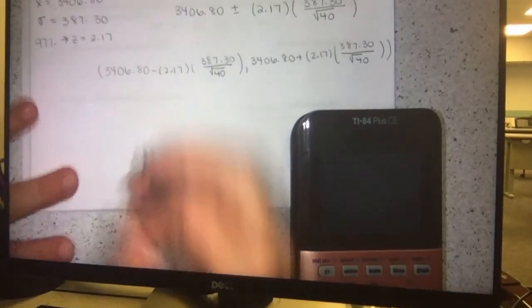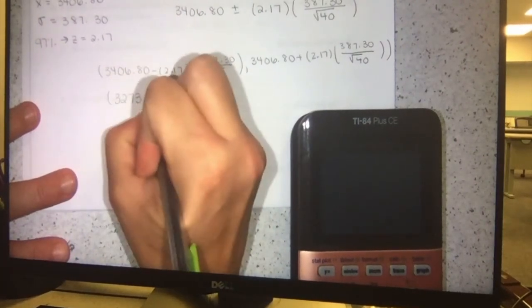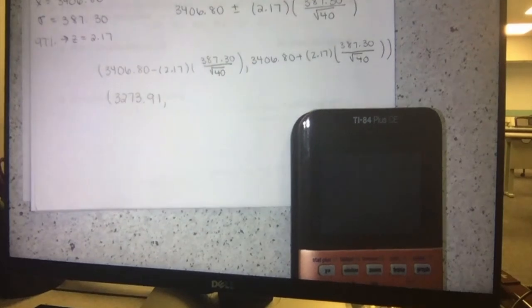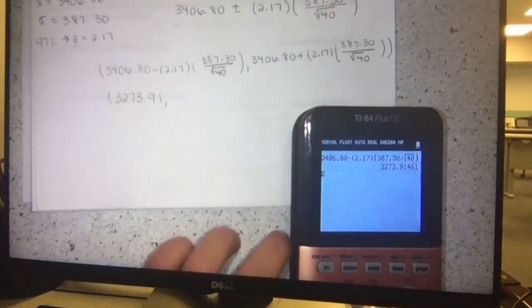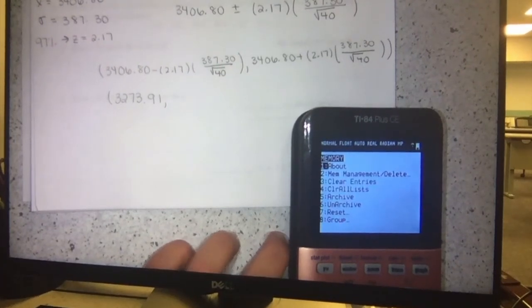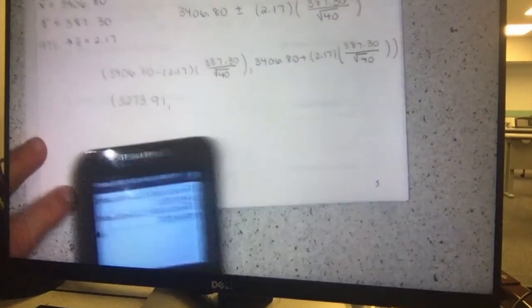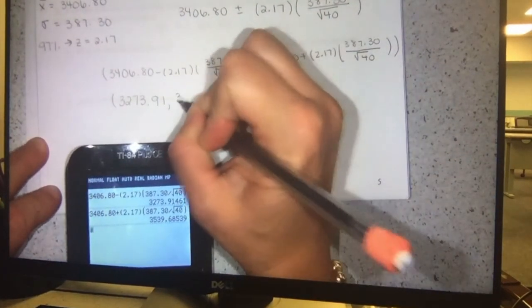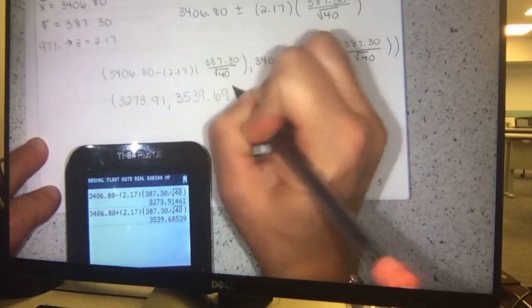So maybe it's just something like that. All right, so our lower limit is 3,273.91. And then doing second enter. Oops, that's not second enter. Second enter. And then scrolling over to change that minus to a plus will give us our upper boundary, 3539.69.